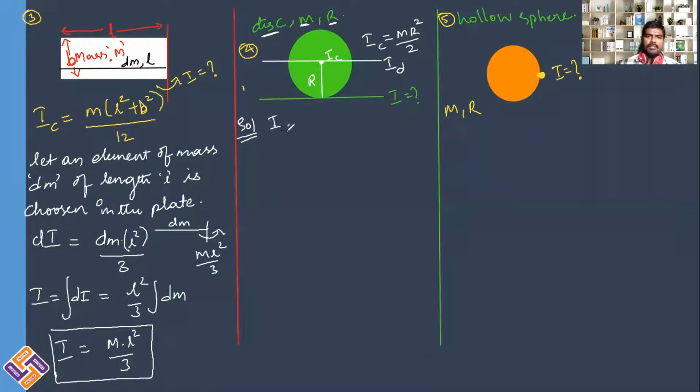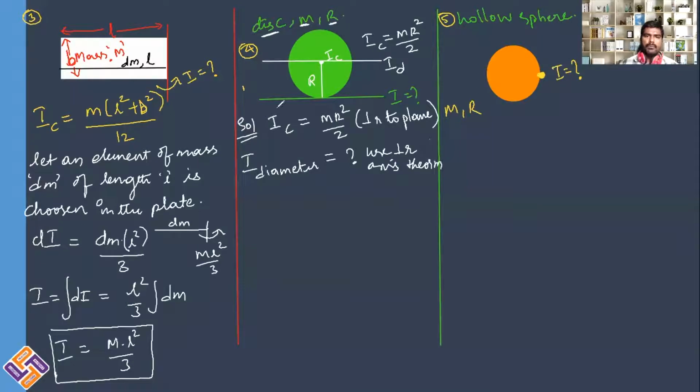Moment of inertia with respect to IC is equal to mr square divided by 2. This is perpendicular to the plane. Okay. Now, moment of inertia with respect to diameter. You should find out moment of inertia with respect to diameter first. After that, we will be finding out moment of inertia here. So, in order to find out moment of inertia with respect to diameter, we will use perpendicular axis theorem.